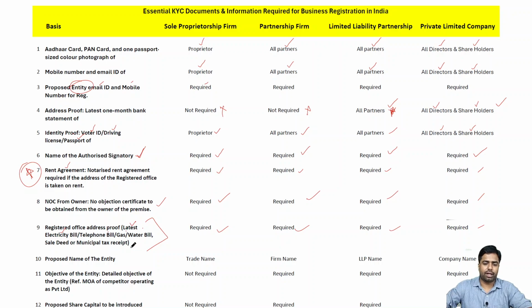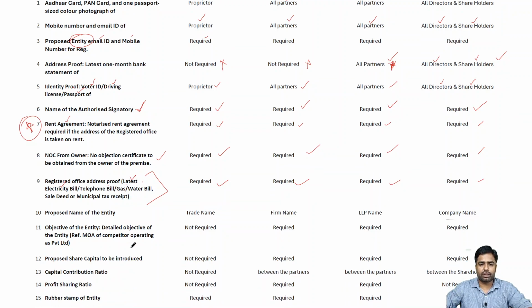Then the proposed name of the entity. So you have to tell the CA that I am planning to keep a trade name for my proprietorship like this. If you are going for a partnership firm, then you have to tell the firm name. If you are going for an LLP or a private limited company, then you have to give two proposed names, because after taking those names, the CA will apply for those names with the MCA, and the MCA will see whether there is any matching name in the database.